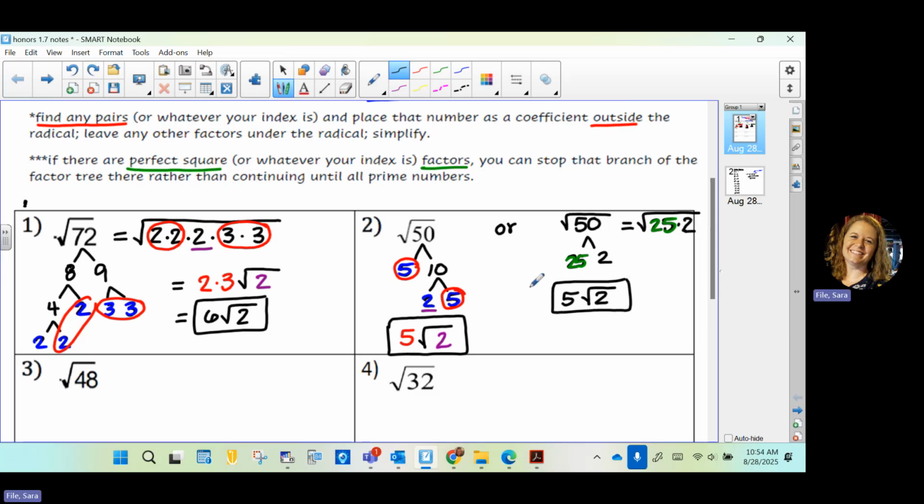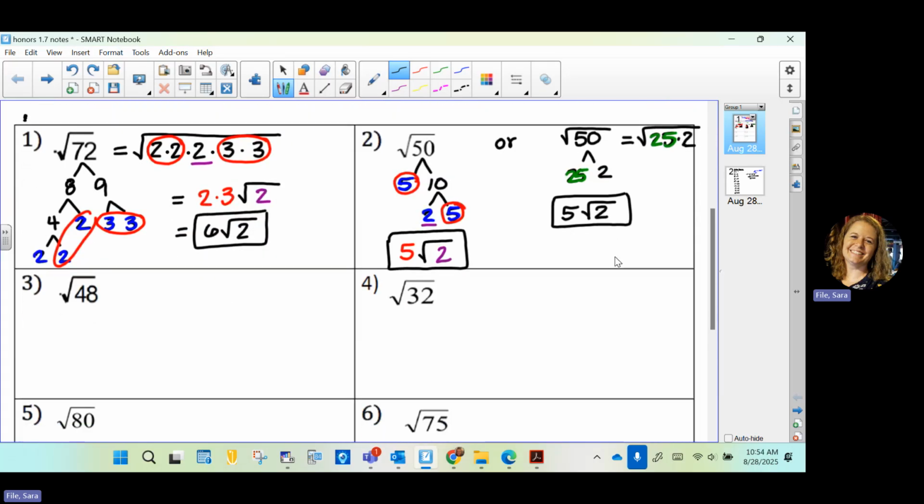So you can keep going until they're all prime numbers like these first 2. Or if there is a perfect square factor, it shortens up your work, your branches. You don't have to go as far with your tree. Does that make sense? Kind of, sort of? Okay, let's try number 3.